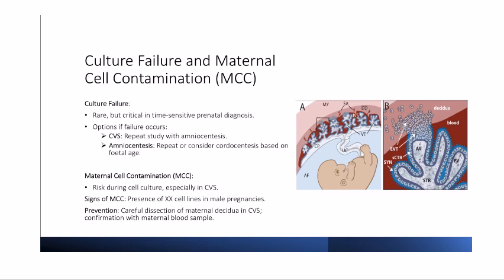Another problem could be due to maternal cell contamination, which is an issue with chorionic villi samples and not amniotic fluid samples. This can be prevented by dissecting the sample carefully and removing any maternal tissue from the villi of the placenta.